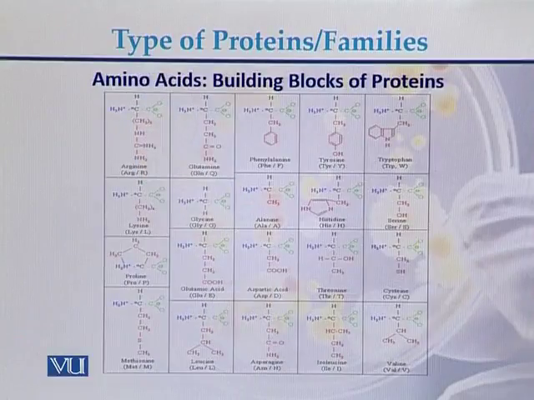These are the 20 amino acids. Amino acids are the building blocks of proteins. So there are 20 amino acids: arginine, glutamine, phenylalanine, tyrosine, tryptophan, lysine, glycine, alanine, histidine, serine, proline, glutamic acid, aspartic acid, threonine, cysteine, methionine, leucine, asparagine, isoleucine, and valine. So there are 20 different types of amino acids, and amino acids are the building blocks of proteins.